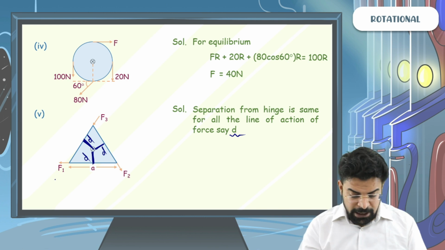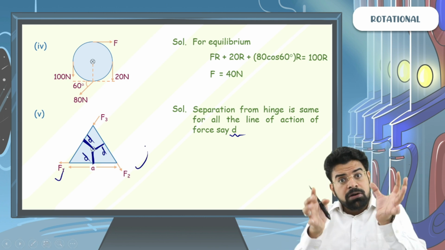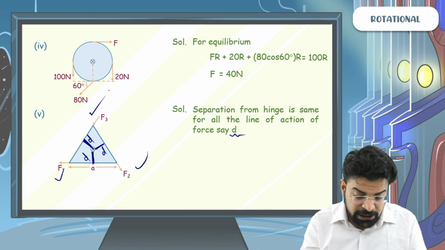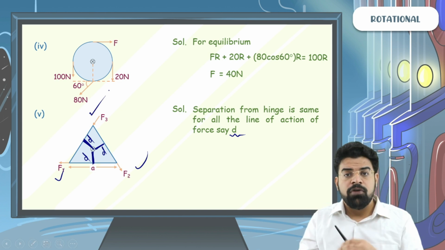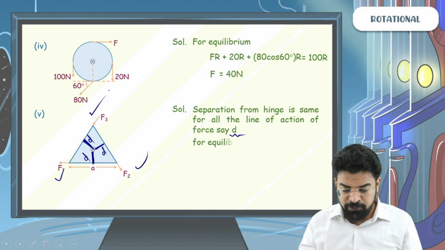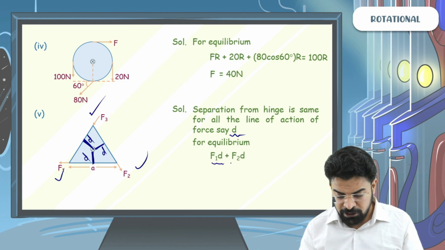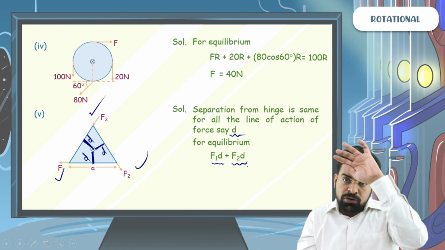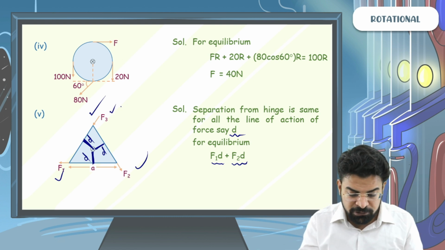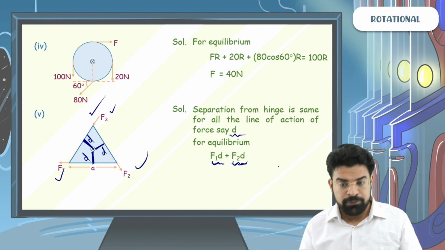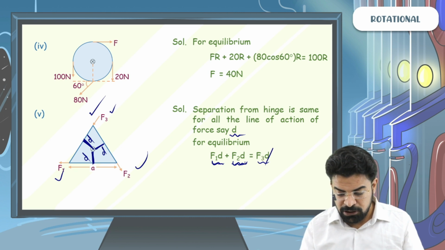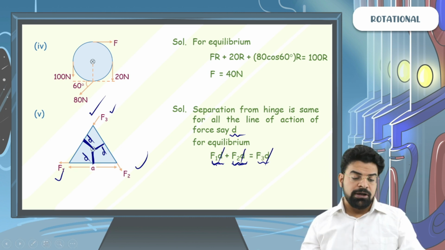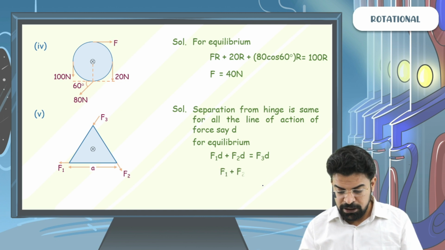Now we know that F1 and F2 are trying to turn it clockwise, while F3 is trying to turn it anti-clockwise. For the torque to be balanced, F1d plus F2d, which are trying to turn it clockwise, has to be equal to the counter-clockwise torque, which will be F3d. So F1d plus F2d has to be equal to F3d, cancel out d. So you can say F1 plus F2 equals F3.